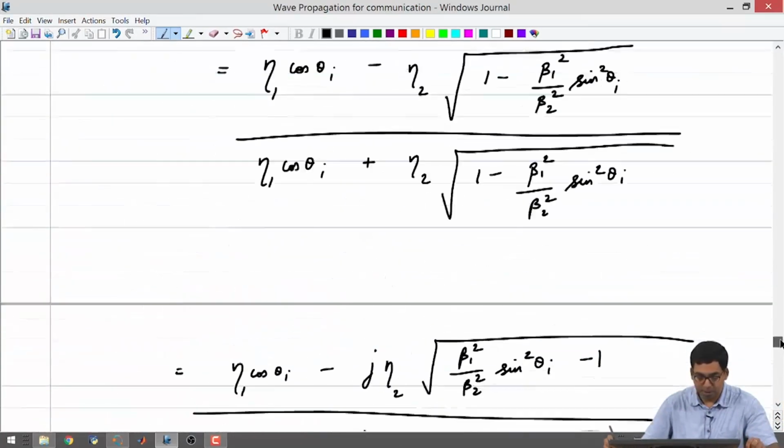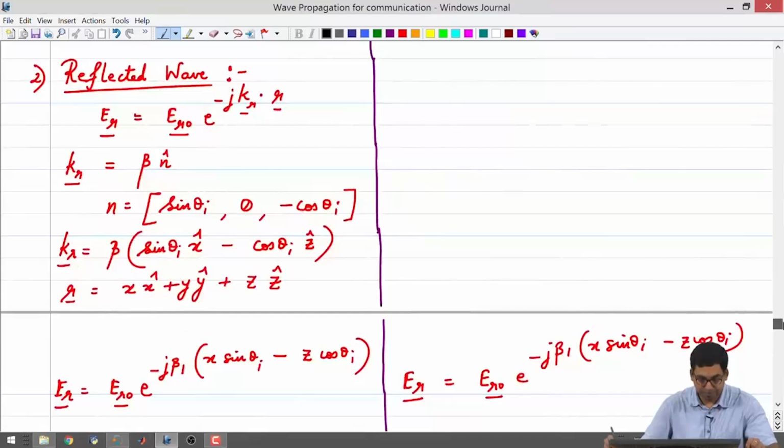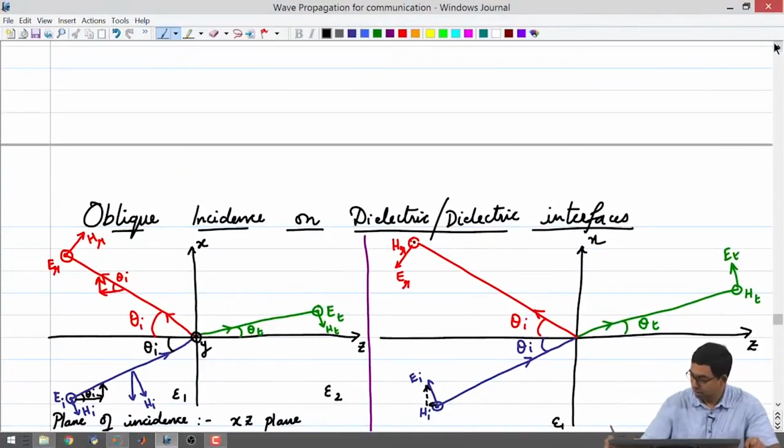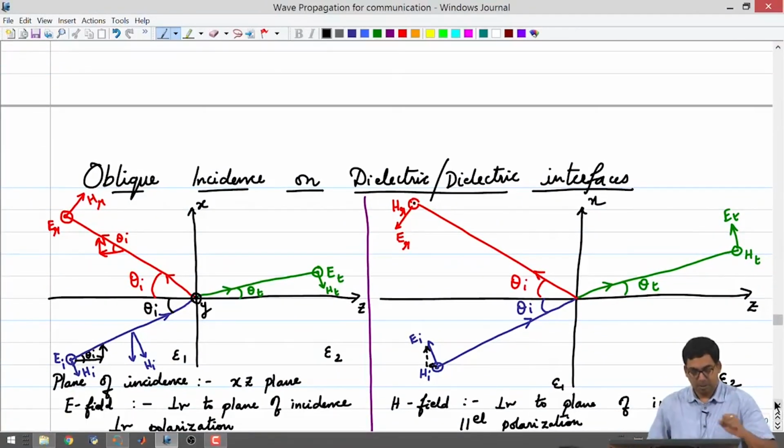I will go back to the schematic that we had drawn before. We had an xz plane, and the y-axis was pointing out of that plane. The electric field had a component in the y direction, and the magnetic field had x and z components. The direction of propagation is in the xz plane; in the y direction there is no propagation. These are the basic things we see from oblique incidence on dielectric interfaces, specifically for perpendicular polarization.